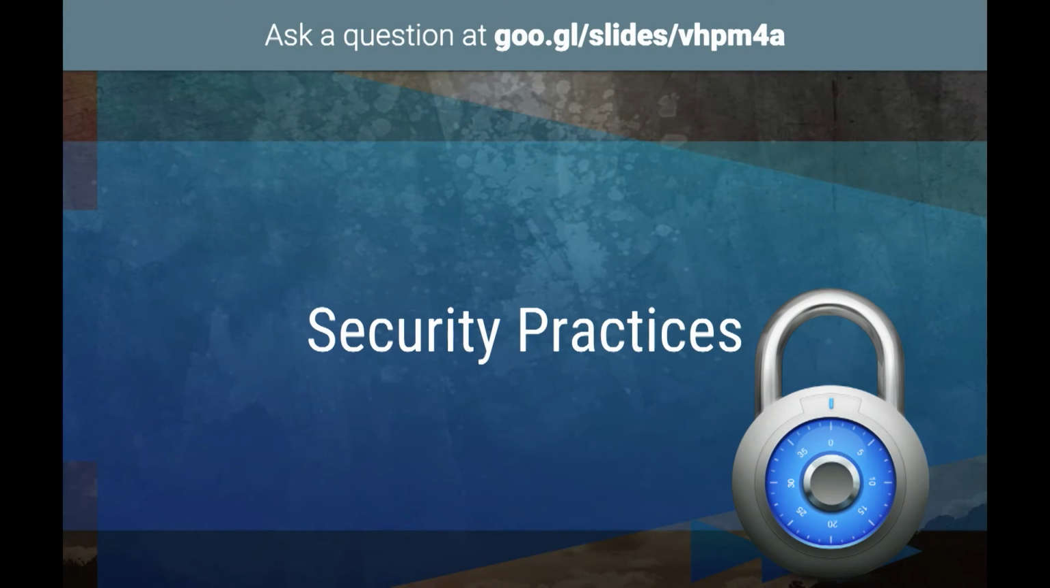So our last section is an audit of your security practices. And this is by no means an exhaustive security audit. It's meant for you to just evaluate the culture of security that may exist in your organization.